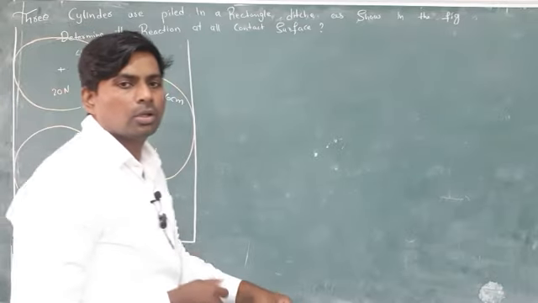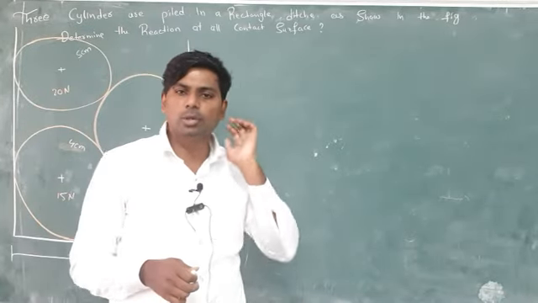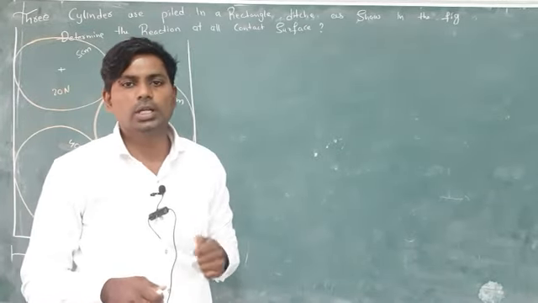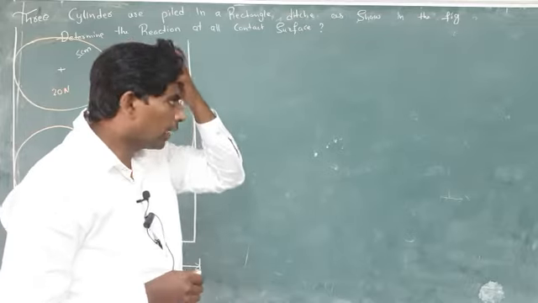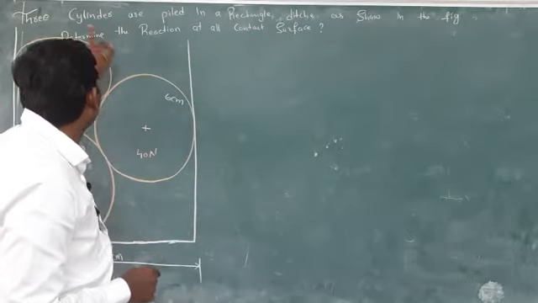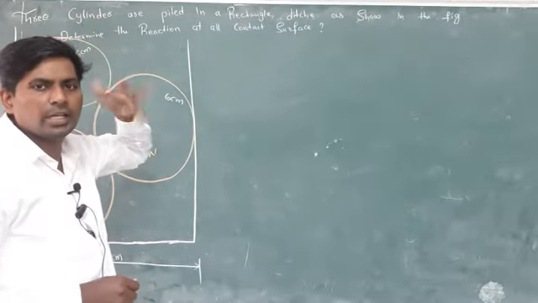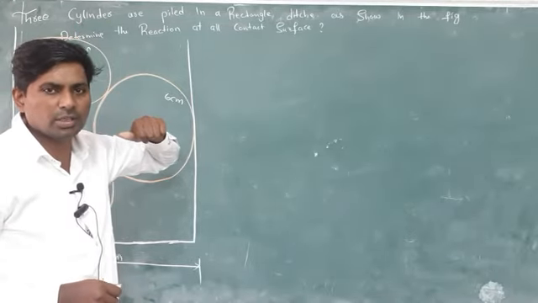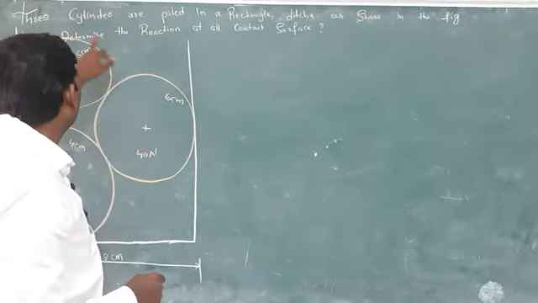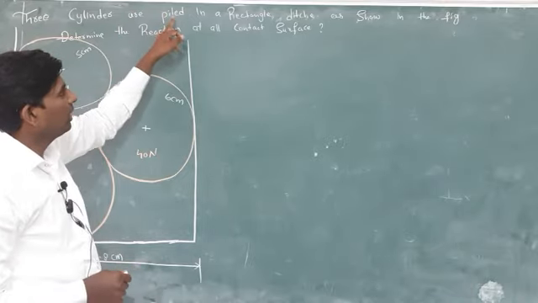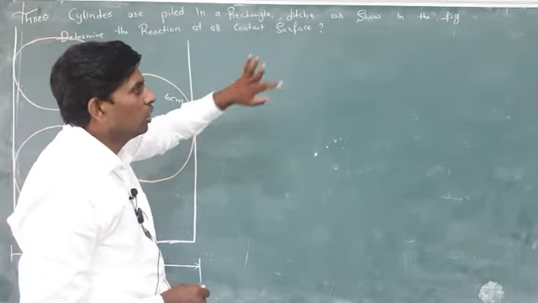Hi everyone, today we will discuss how to find the solution when three spheres are given, using Lami's theorem. As you can see in the diagram, three cylinders, or you can say spheres, are piled in a rectangular dish as shown in the figure.